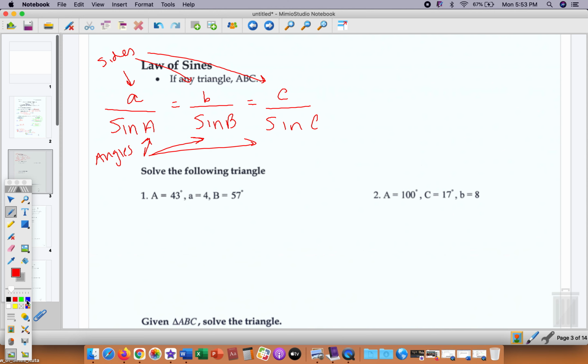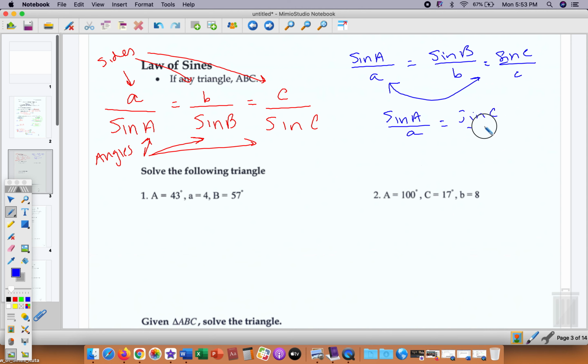Now, you can also set these up by writing sine of A over little a is equal to sine of B over little b, which is equal to sine of C over little c. You could interchange these. So if you wanted to say sine of A over little a is equal to sine of C over little c, you can do that as you're starting to solve these problems. Just look at what you have and think, what do I need to do in order to solve?